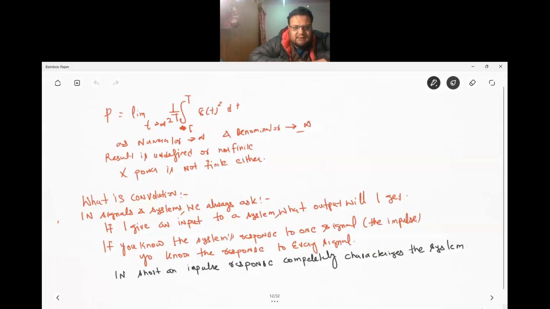Now, the important definition here is what is convolution. In signals and systems, basically, if I give you an input to a system, what output am I going to get? If you know the system's response to one particular signal, let's say you are a black box here.